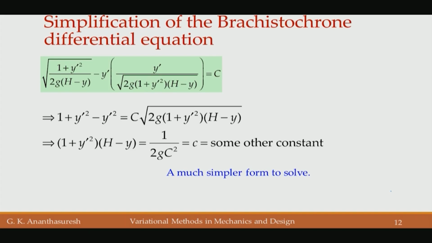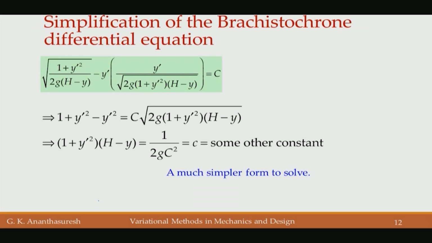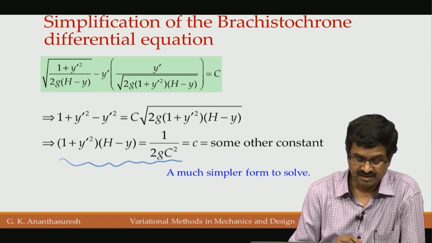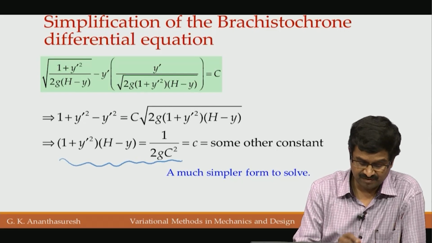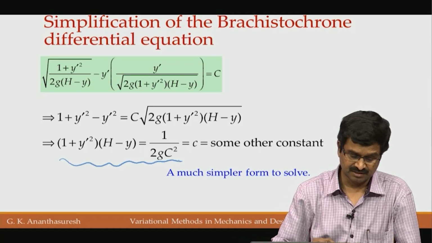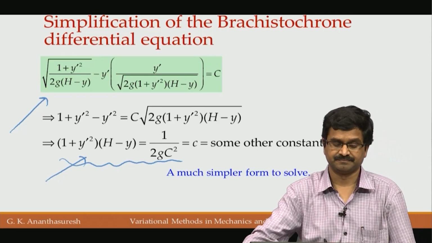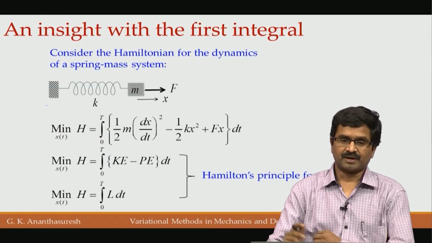So we take that. Whatever we have, f minus y prime times f_y prime, if we substitute for this problem, you get a much simpler thing which looks like this. Okay, (1 plus y prime squared) times (h minus y) equals a constant. It is much easier to solve because it involves y and y prime in a rather simple fashion. Okay, as compared to this. That is the first integral.